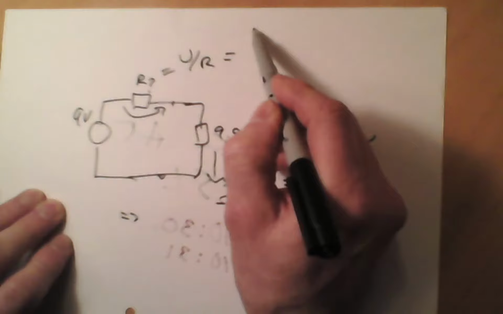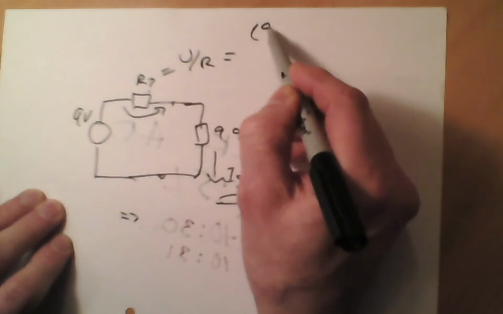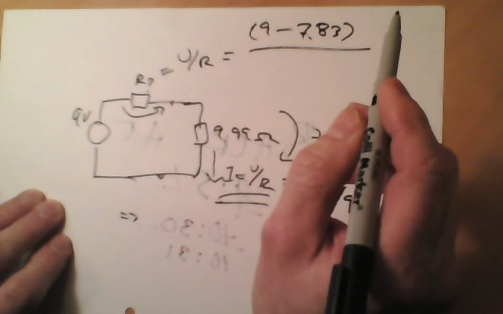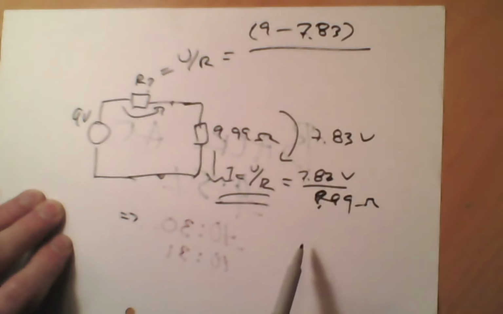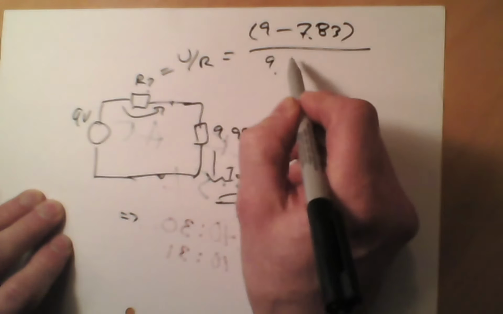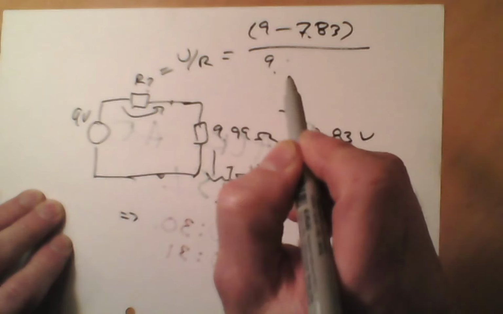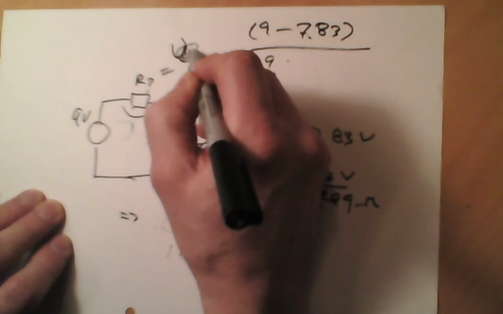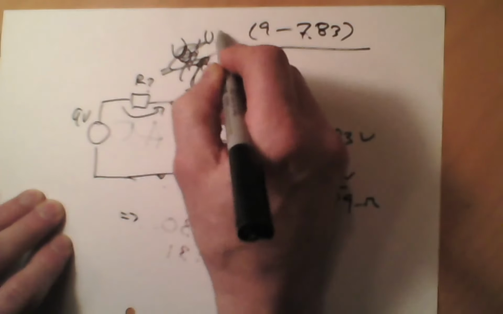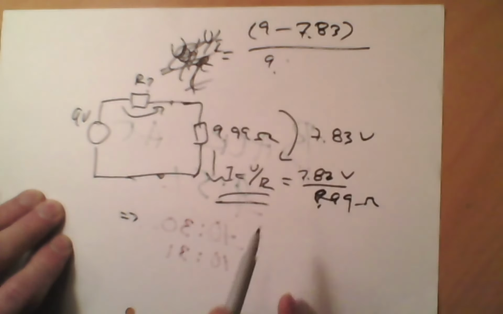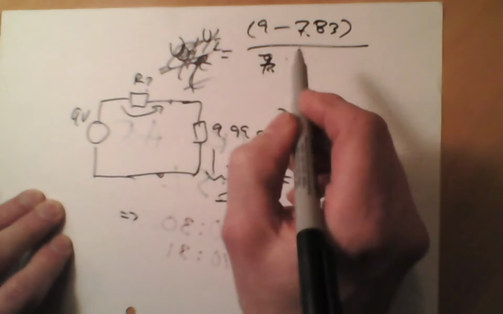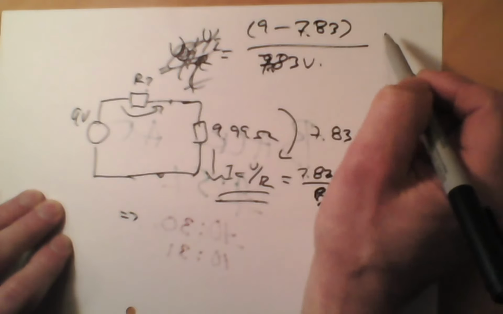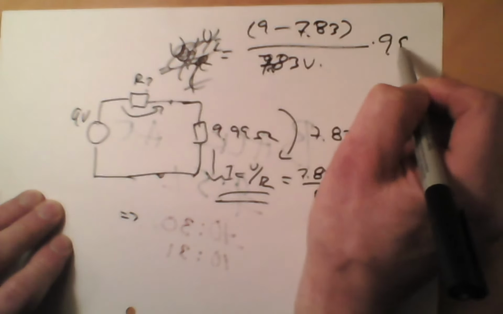U here is actually the voltage 9 minus 7.83 volts, and then that R was... Sorry, I was just about to state, you divided by I. Of course, you divided by I. Okay, so then we have 7.83 volts, and then times R, 9.99 ohms.